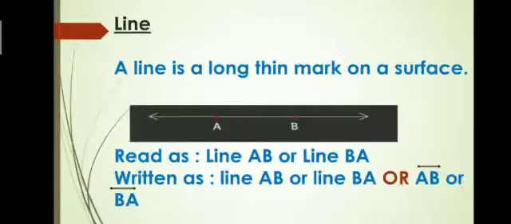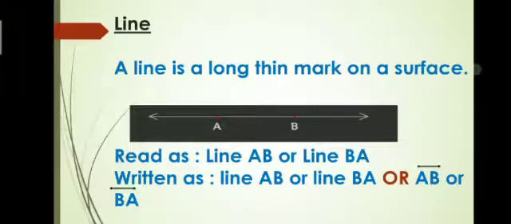Next is line. A line is a long thin mark on a surface. A line has no endpoints. It extends indefinitely on both sides. Students, look at this line. We read it as line AB or line BA. We write it as line AB or line BA, or with the symbol of line above the letters AB or BA.